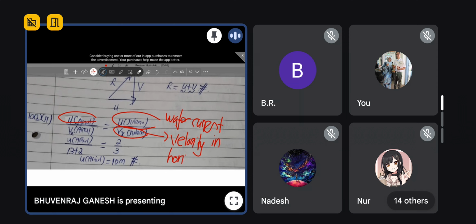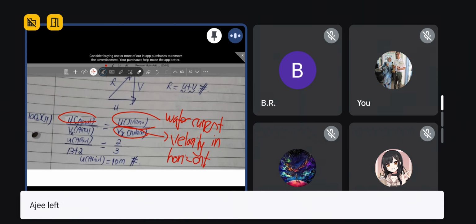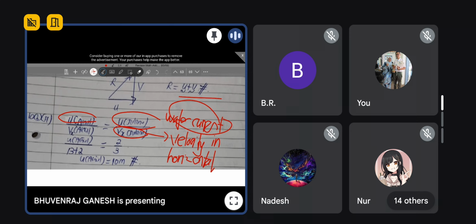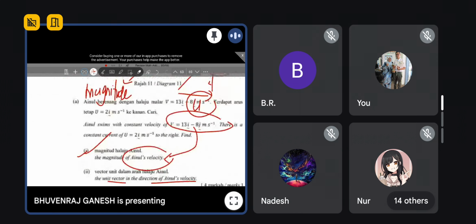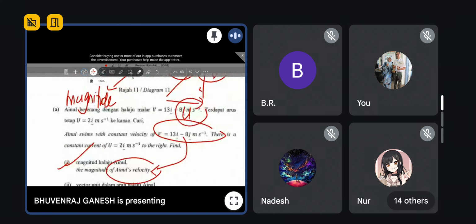Okay, why we compare horizontal, guys? Because the water current also is in horizontal. Am I right? Just now the U is like this. So the halaju yang kita ambil tu pun kena dalam horizontal direction. That's why over here, I take 13 plus 2. Okay, 13 plus 2 because 13 is the horizontal velocity plus with the water current, which is 2.